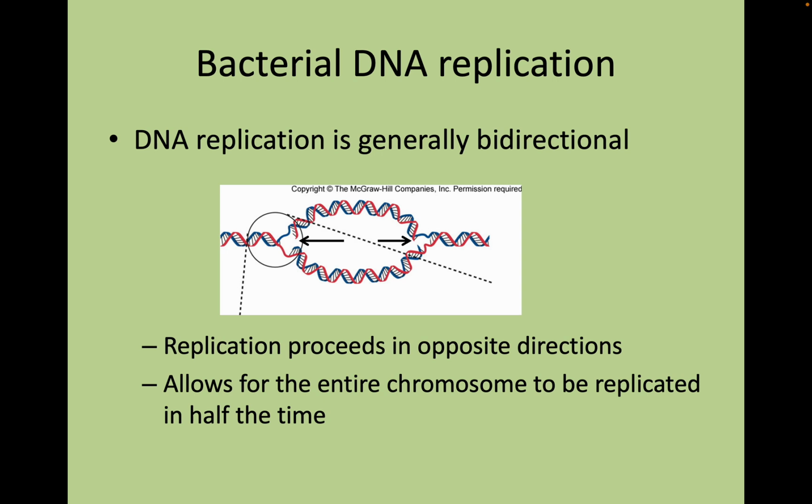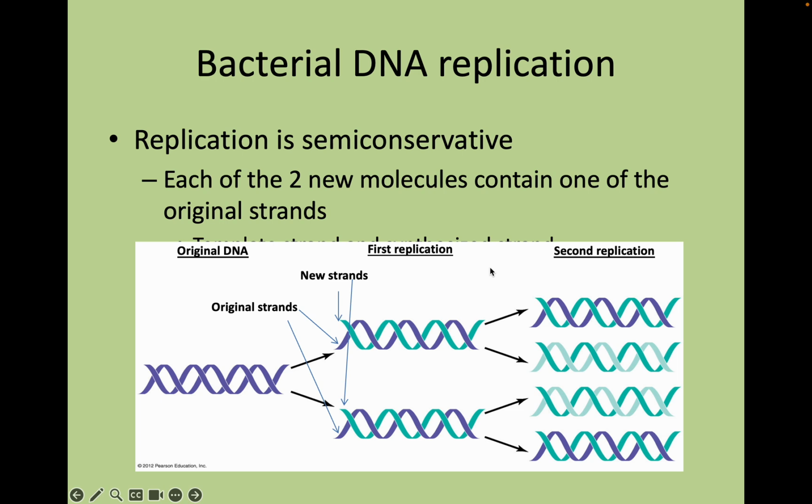Remember, bacterial chromosomes are circular. So we have these 2 replication forks where replication is working in opposite directions. Replication is semi-conservative, and that means that each of the new DNA molecules will contain one of the original strands. So this is the original DNA here in dark blue. You'll see that there's replication where each new strand gets one of the originals and then makes a complement to match it.